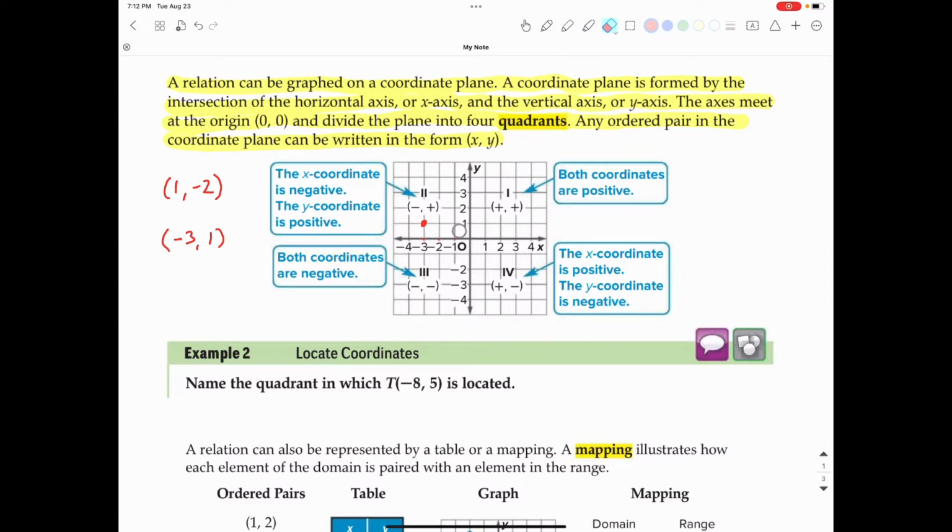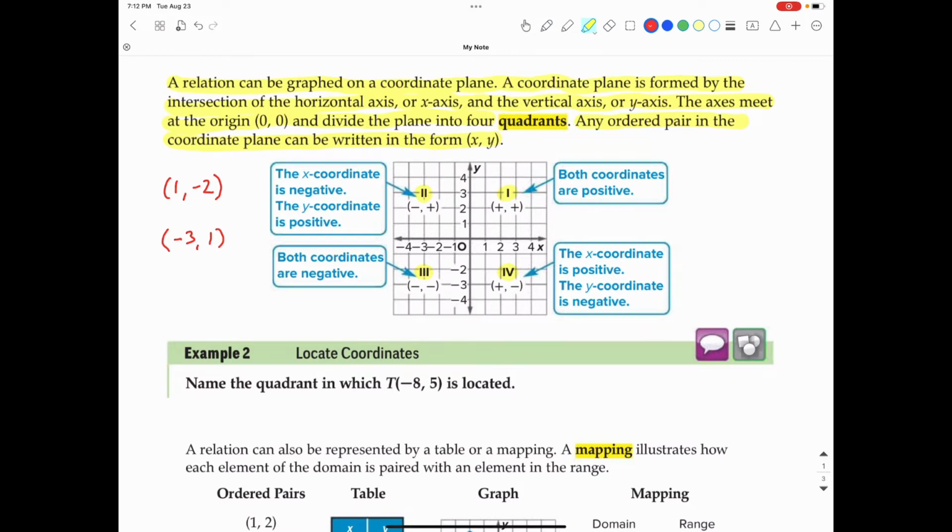Notice that the axes divide the coordinate plane into 4 quadrants. The names of the quadrants are Roman numerals. This is quadrant number 1. The upper left-hand corner is quadrant number 2. The lower left-hand corner is quadrant number 3. And then IV is the Roman numeral for 4. So it goes 1, 2, 3, 4, starting from the upper right-hand corner all the way around counterclockwise to the lower right-hand corner.